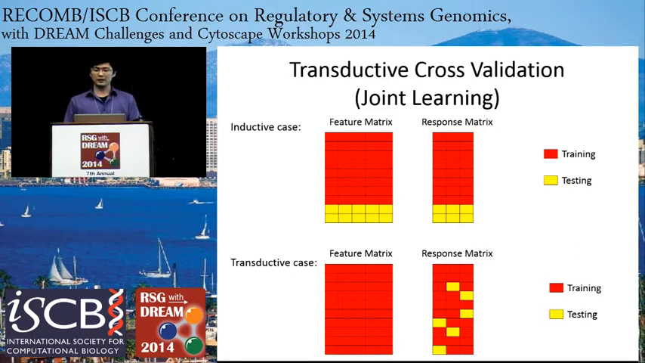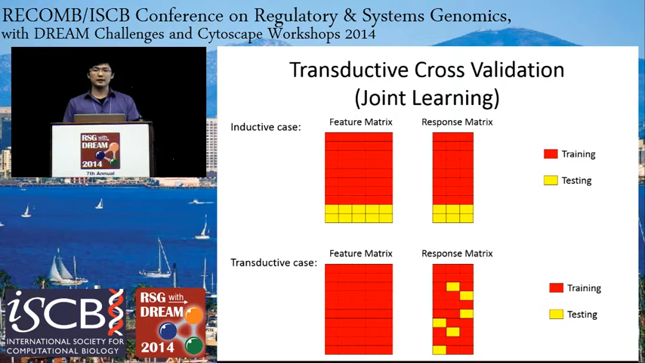So our joint learning is in a transductive cross-validation setting. And I want to make the distinction between an inductive setting and a transductive setting for joint learning. As we can see here, here's the feature matrix and response matrix. As a reminder, each column in the response matrix represents one task.